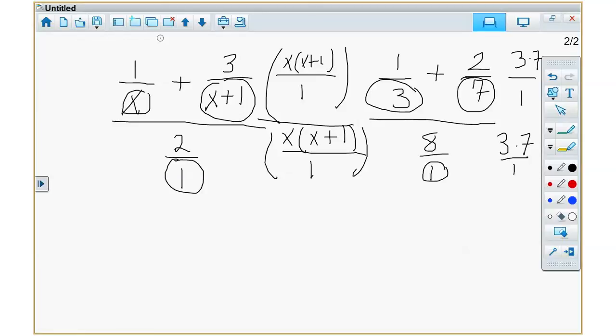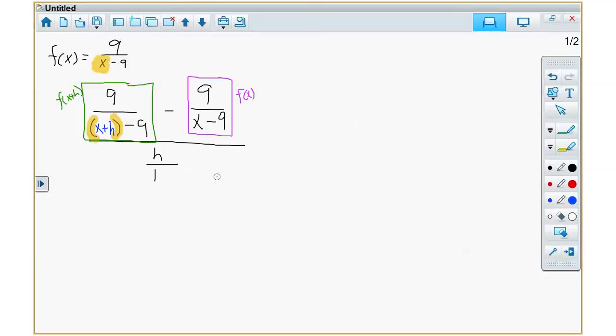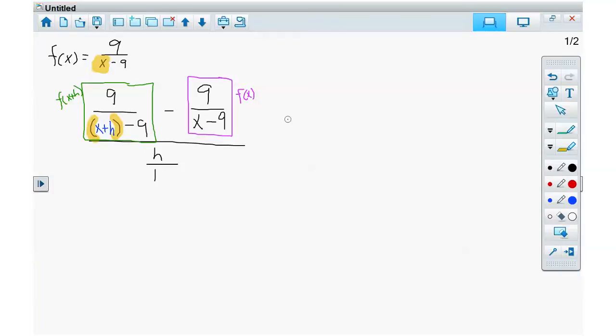So now we're going to go back to the problem. The common denominator here is x plus h minus 9 times x minus 9. So work that out. Notice how long it'll take me to write it with this mouse.